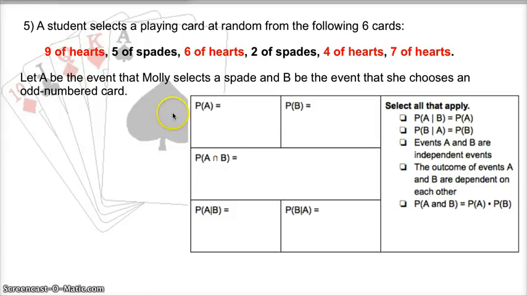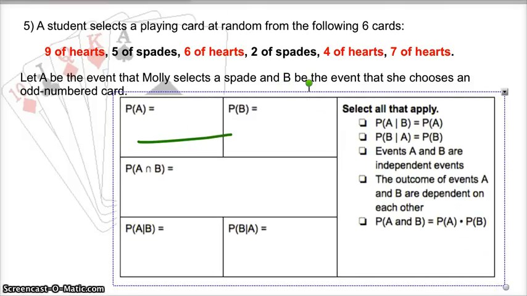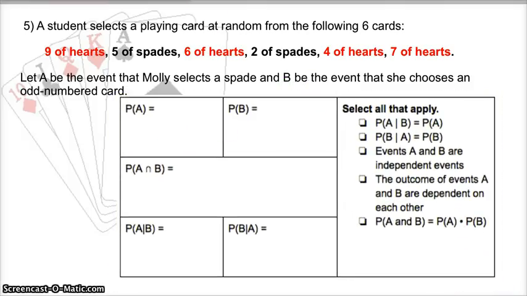So the probability of event A is the probability that she selects a spade. Make this bigger, I don't know why it's so small. So how many spades are there? 1, 2 spades out of the 6 cards that we have. So this is a probability of 1/3. Probability of event B will be odds.